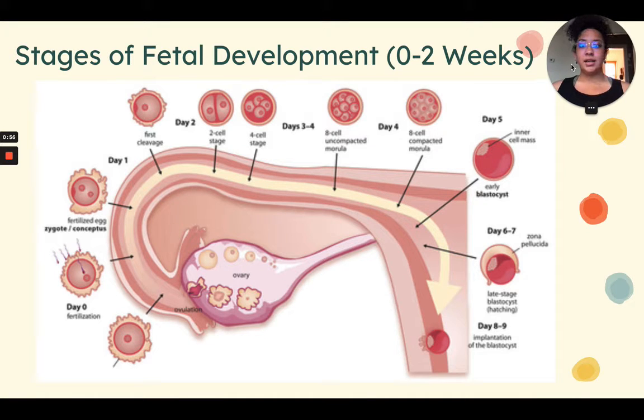So this is just a quick look at fetal development from day 0 to 2 weeks. Okay, so the first day, or day 0, is fertilization, when the sperm meets the egg. It starts to cleave around day 1 and then becomes a 2-cell embryo, then a 4-cell. Okay, and then by day 3 or 4, it becomes an 8-cell, not really compacted yet, but it is a morula. So a morula just means it's a compacted ball of cells, basically. Okay, so at day 4, it's a compacted morula.